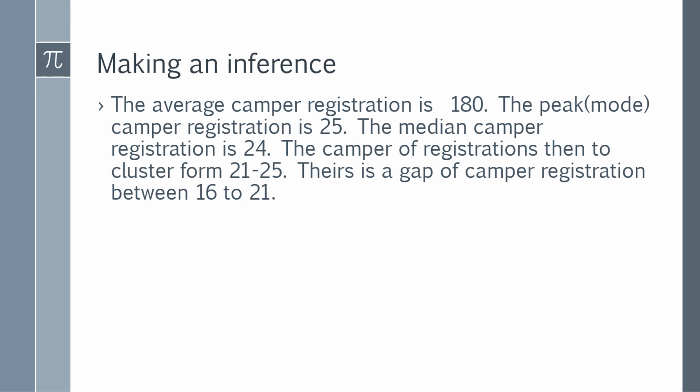So the average camper registration is 180. The peak, or mode, of camper registration is 25. The median camper registration is 24. The camper registrations cluster from 21 to 25, and then there's a gap between 16 camper registrations and 21.